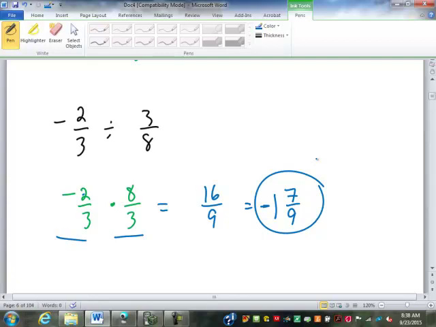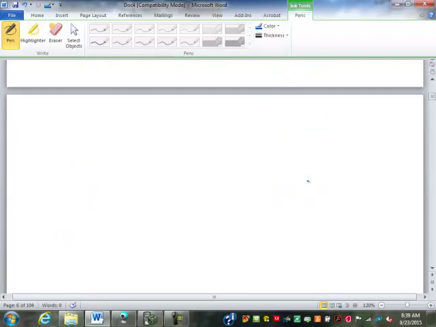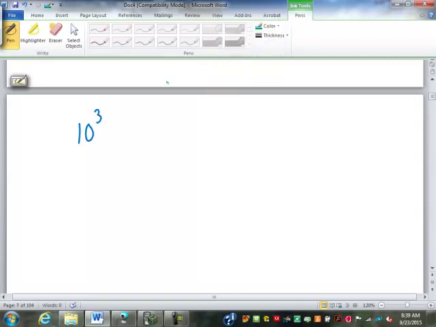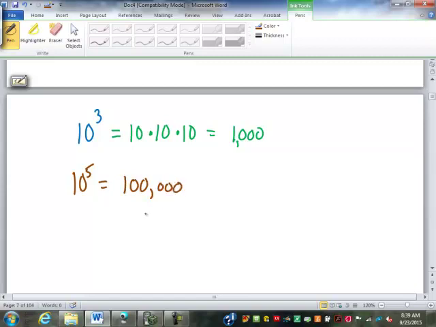Okay, so our next step, we're going to look at this again. What does that mean? 10 to the third power. It's an exponent, 10 to the third power. And if we were going to calculate it, it would be 10 times 10 times 10, which would multiply out to be 1,000. What would 10 to the 5th come out to be? Multiply out to be 100,000.